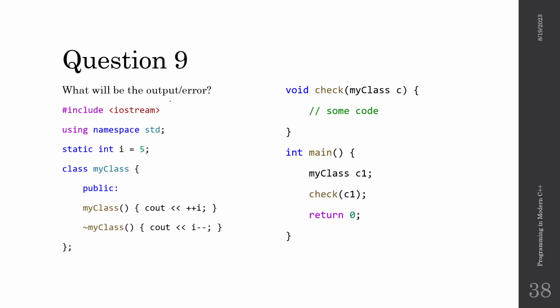Okay, now let us discuss this question. So this is a bit complicated question involving constructors and destructors and the life cycle of the class. Okay, so in the global scope we have a static variable I, which is initialized to 5. Then we have a class. The body of the class is empty. There is nothing in it, we just have a constructor and a destructor.